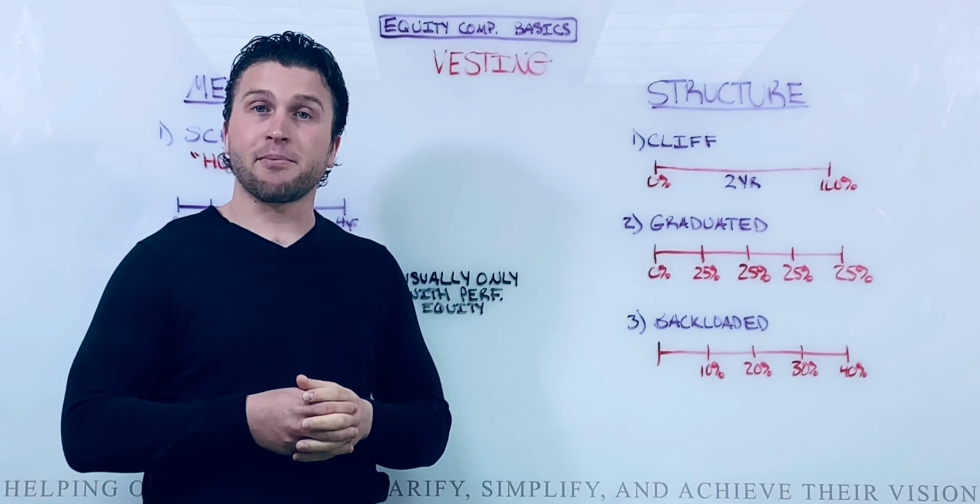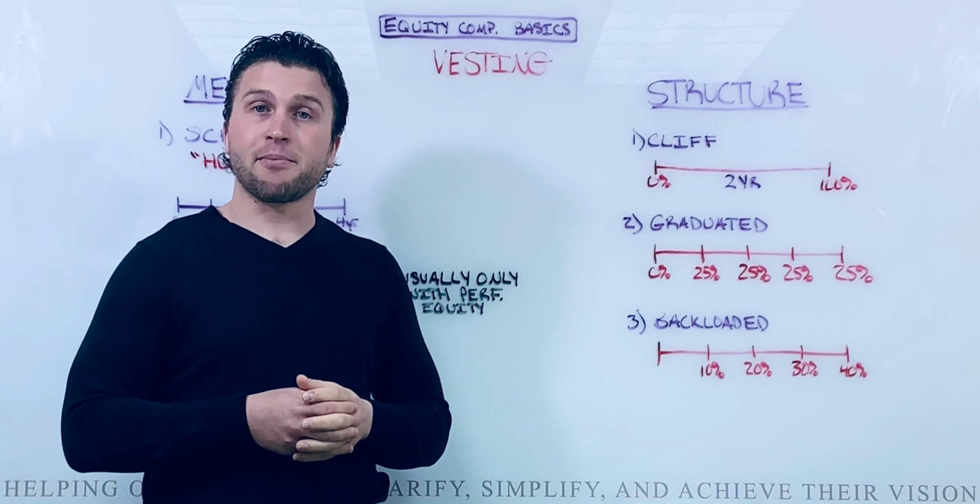The second major structure that we see is what we call graduated, where over a time frame, let's say 4 years here, each year you have an equal vesting tranche where you're vesting, say, 25%, 25%, 25%, 25% over the 4 years. And at the end of the 4th year, the full amount of that equity grant is vested to you.